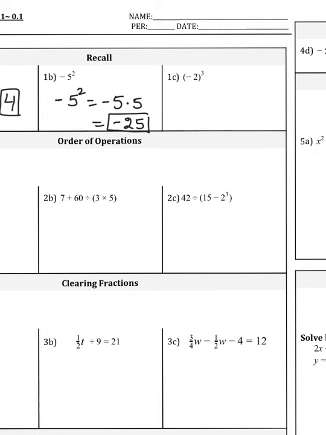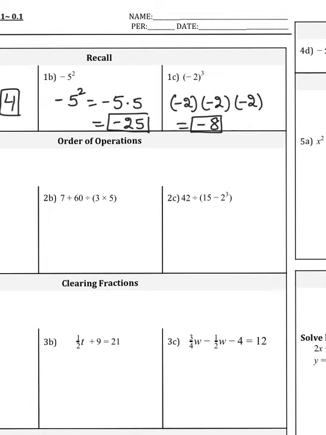Now for 1c, you're going to multiply negative 2 to the power 3, and that is 3 times. So negative 2 times negative 2 times negative 2. There are two negatives that will make it positive, but there is the third negative that will keep the negative sign. So 2 times 2 times 2 is 8. So the answer is negative 8.